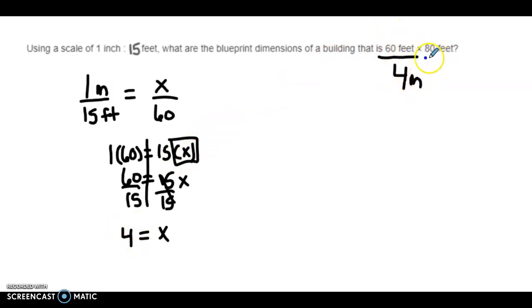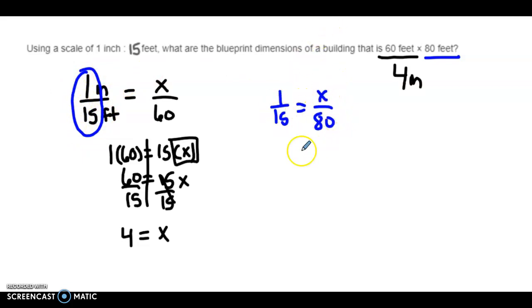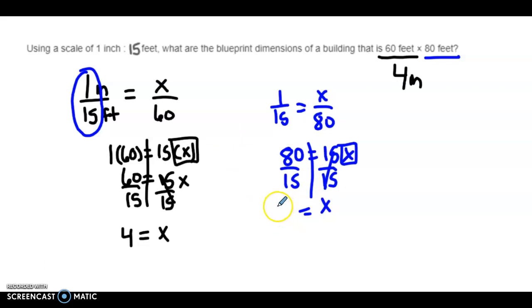Now let's figure out what the 80 feet would become. So I'm going back to my original scale factor and I'm going to set that up first. So 1 over 15. And this time I know that my feet is 80, but I still don't know my inches. And then we cross multiply. 1 times 80 is 80. 15 times x is 15x. Divide each side by 15. And of course I use a calculator. You can probably hear it in the background. That gives me 5.33 repeating, or 5 1/3.